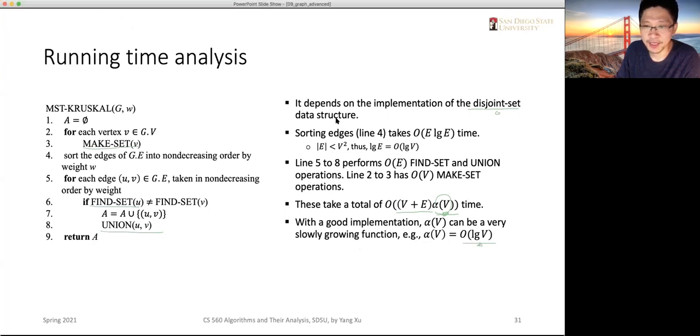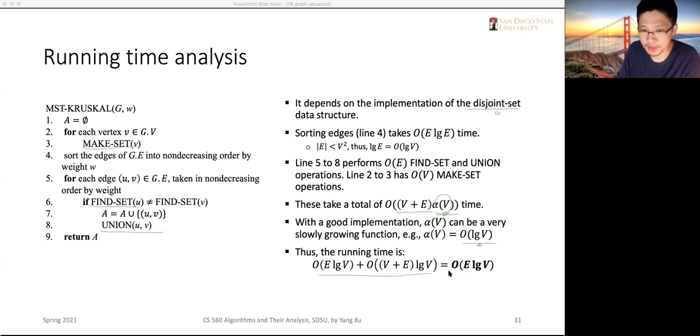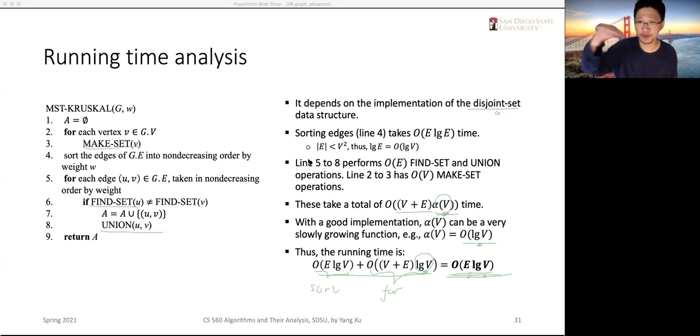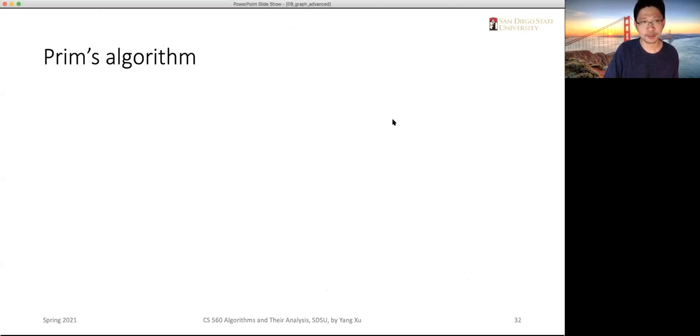If we take that into consideration, we can rewrite the algorithm's running time as big O of E times logarithm of V. This part comes from the sort, and this part comes from the two for loops, within which there is a logarithm of V associated with the disjoint set operations. So we have big O of E times logarithm of V. Because there's a logarithm of V in there, we are basically happy with it. It won't be an insanely slow algorithm, because it's bounded by the logarithm function, not by a quadratic function.